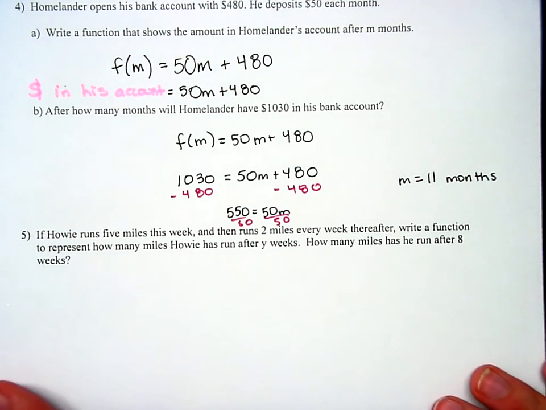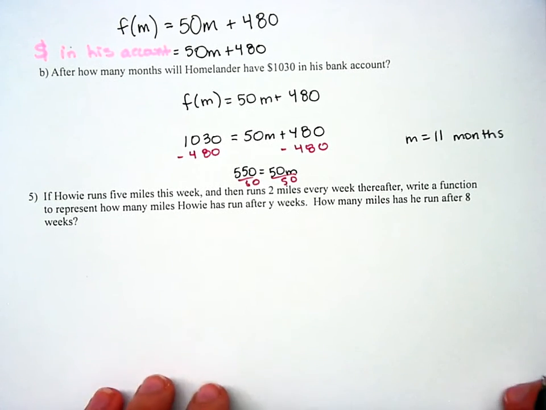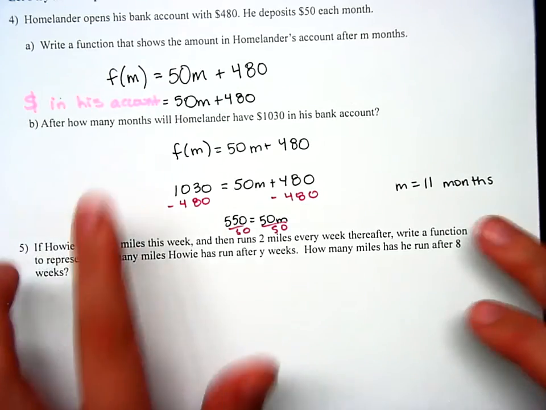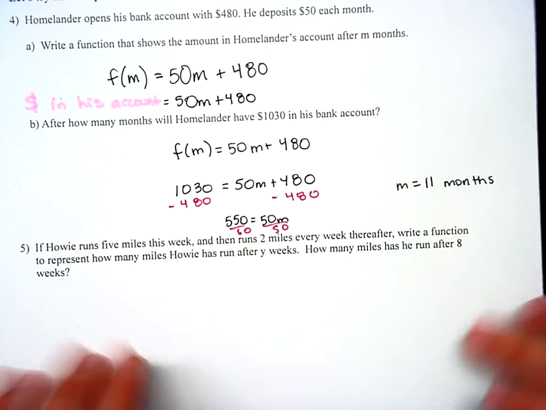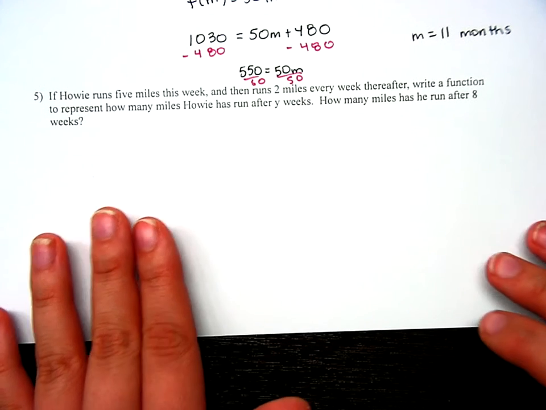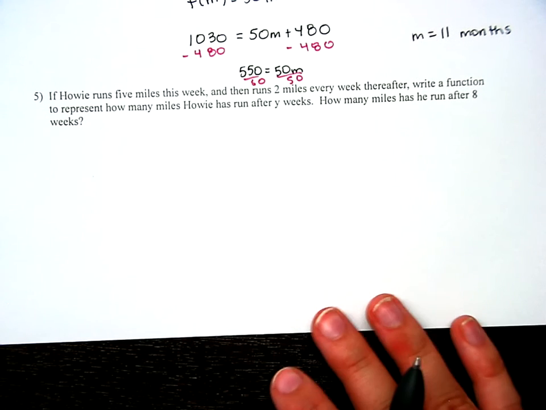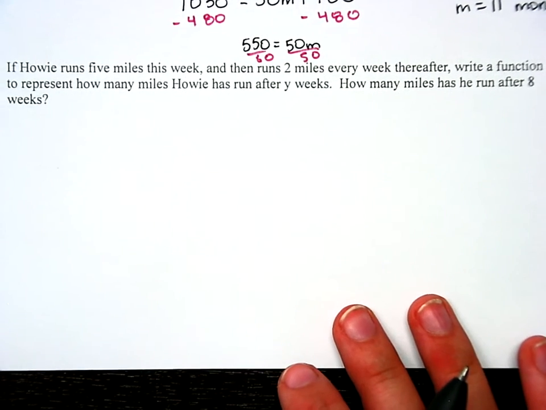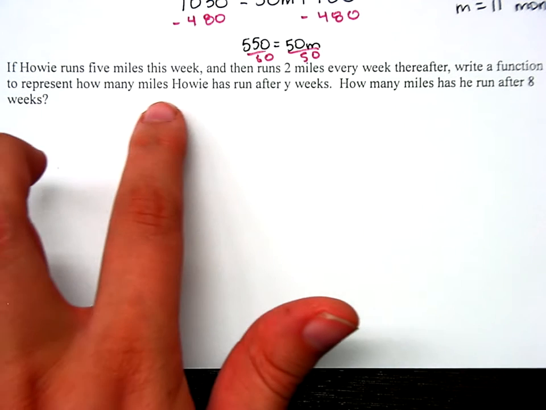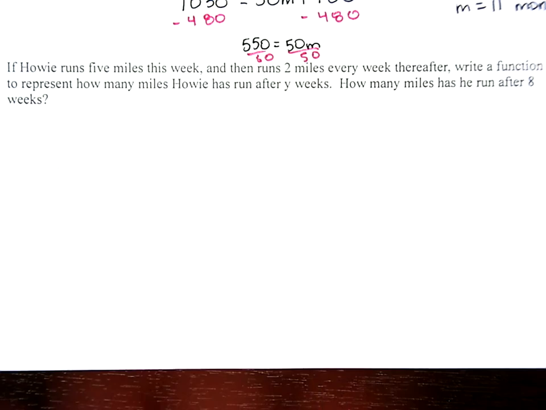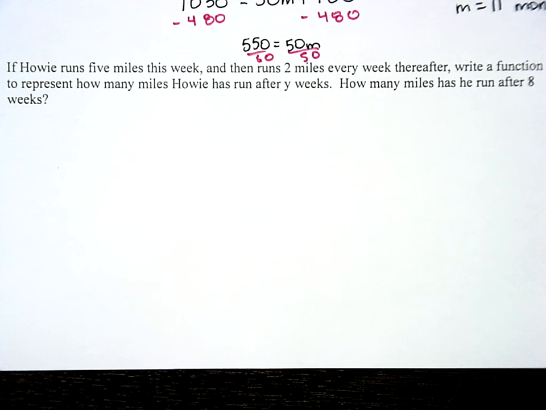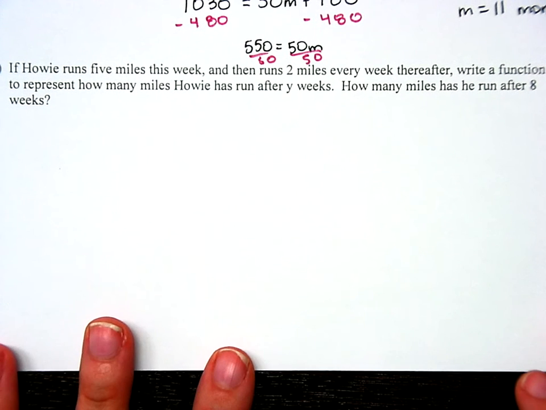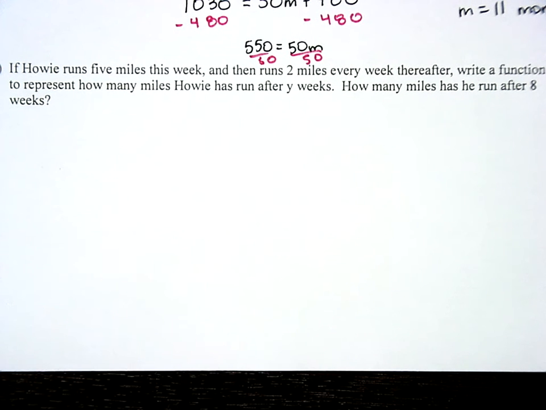All right, so that's going one direction with these equations. The next problem, we're going to go in the other. This one is a little bit easier. I actually started with the harder direction. So let's start to go on this problem. It says, if Howie runs 5 miles this week and then runs 2 miles every week thereafter, write a function to represent how many miles Howie has run after Y weeks. And then it says, how many miles has he run after 8 weeks? Okay, so let's write the general formula first, and then we're going to solve the problem.